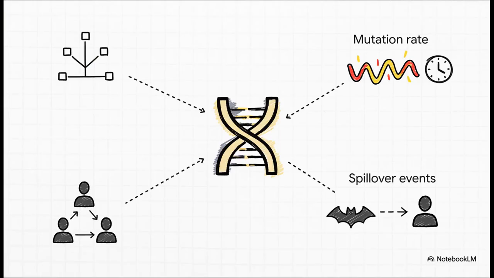And what these sequences reveal is just incredible. We can establish shared ancestry, we can calculate the virus's mutation rate to create what we call a molecular clock, we can reconstruct transmission chains in an outbreak, and, critically, we can identify those zoonotic spillover events. That's the moment a virus jumps from an animal to a human host.